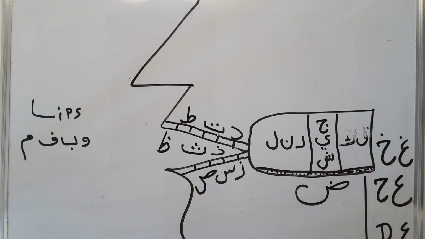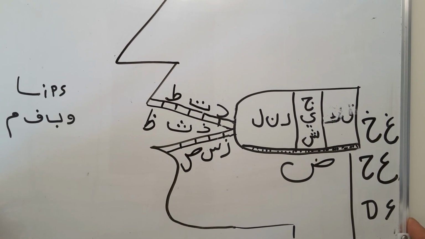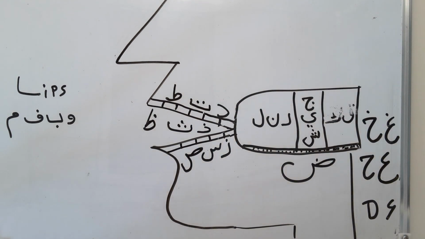Before we start lesson 4, I would like to take you back a little bit to the makhraj. That's the exit of the letters in Arabic. And this is the face diagram looking on the left side. Okay, I'll explain as we go along. So the way it works is like this.